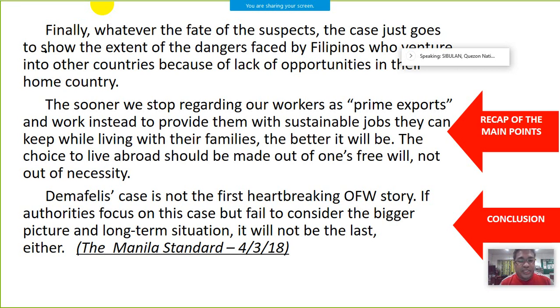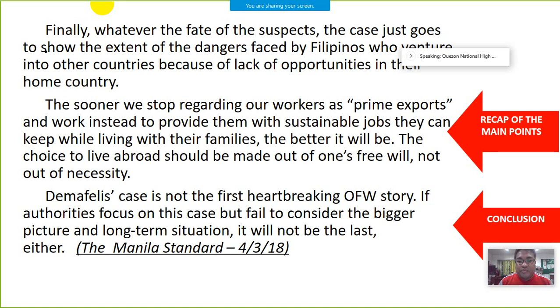Let me read. The Mafeles case is not the first heartbreaking OFW story. If authorities focus on this case but fail to consider the bigger picture and long-term situation, it will not be the last either. So it's an implied recommendation that the government should consider crafting a long-term solution. Otherwise, this case won't be the last.